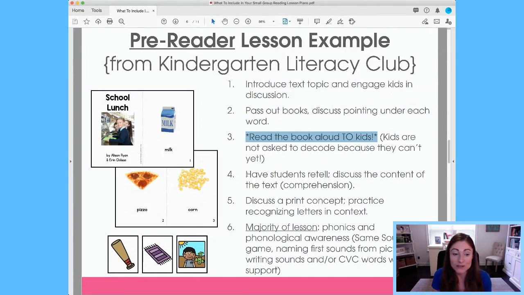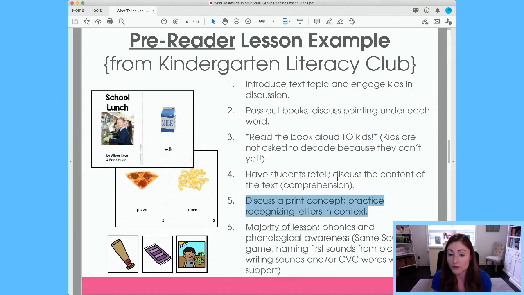So after we go through the text, which is pretty quick, I'll have the kids retell what was in the kids' school lunch. We'll discuss the content of the text for comprehension. Again, a great way for us to develop language. Next up, and this is one reason why the book is really valuable, is we will discuss a print concept. So maybe our focus concept is just identifying the first letter in the word. Oh, let's find the M in milk. Let's find the first letter in pizza, P. Let's find the first letter in corn, C, right?